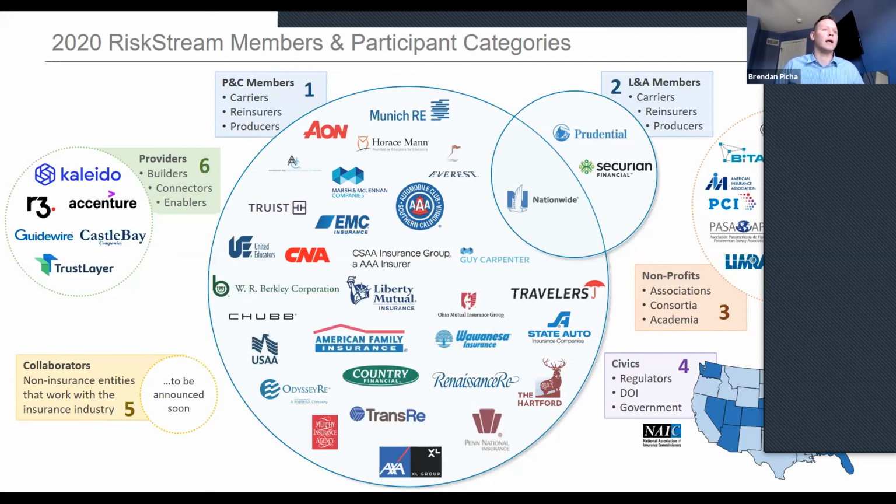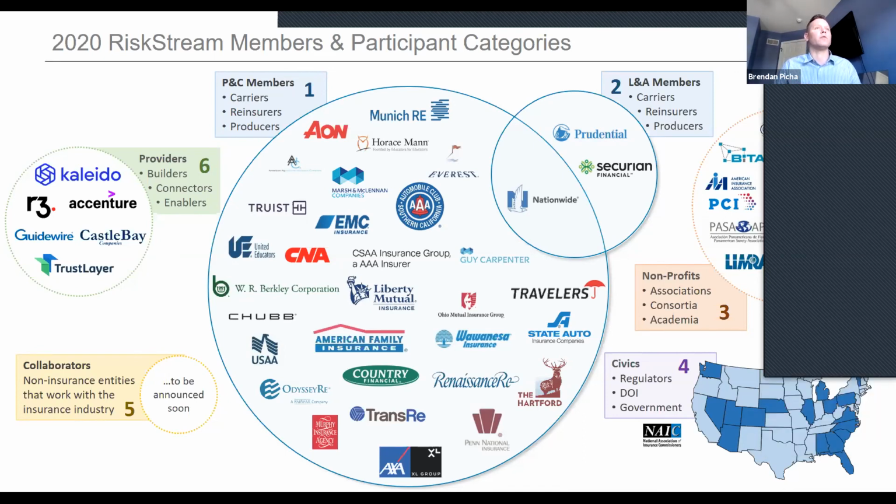And then number 5, collaborators. These are non-insurance companies, but companies that interact with the insurance industry on a regular basis. Think banks or energy companies. They've been knocking on our door since the very beginning. We don't have anything that is fully into production yet, but as soon as we do, we're going to be finding ways to get them involved.